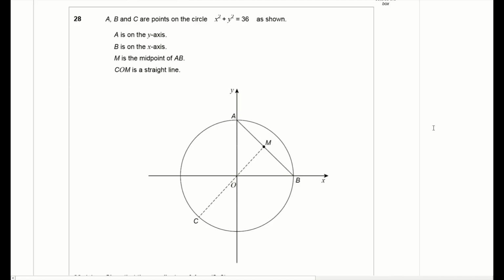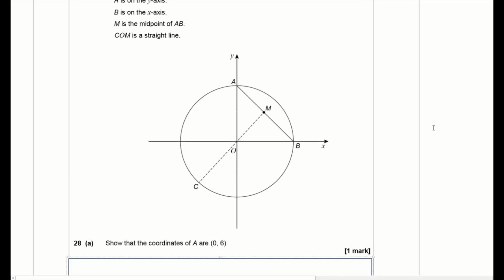Question 28. A, B and C are points on the circle x squared plus y squared equals 36 as shown. A is on the y-axis, B is on the x-axis, M is the midpoint of AB, COM is a straight line. Part A, show that the coordinates of A are 0, 6.